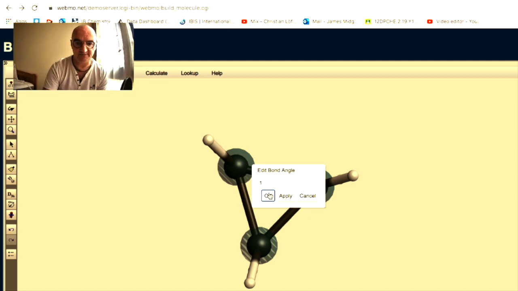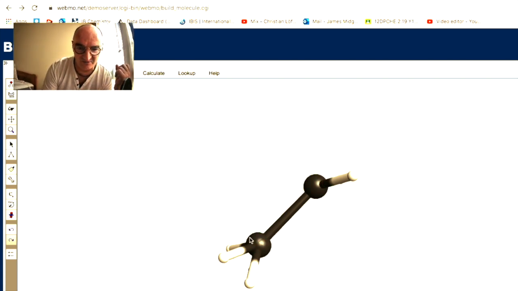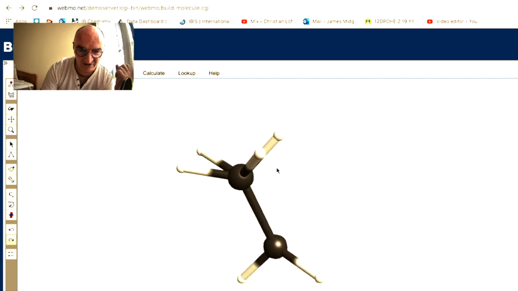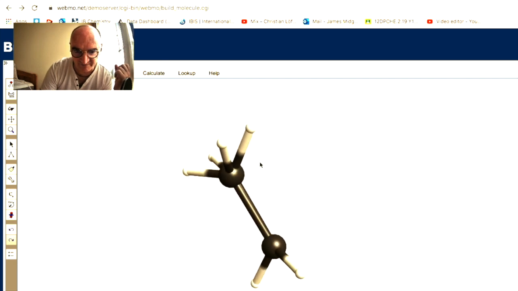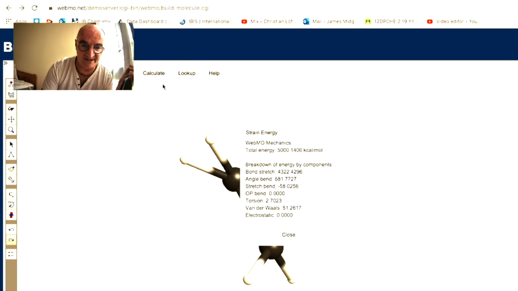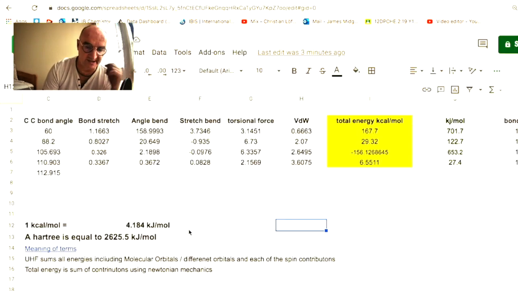1 degree. What happens? Let's have a look at that. What's happened there? Oh my gosh. It looks as though we have a 1, 2, 3, 4, 5 pentavalent carbon there. We don't, because we changed it to 1 degree. But what's the effect on the energy? That's now 5,000 kilocalories per mole, which is about, was that 4 roughly? Yes, that's 20,000 kilojoules per mole. That's just ridiculous. But you can look at changing the bond length, the bond angle, and looking at the effect on the overall energy of the molecule.